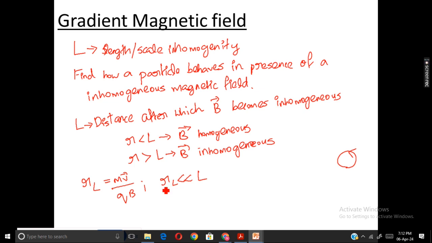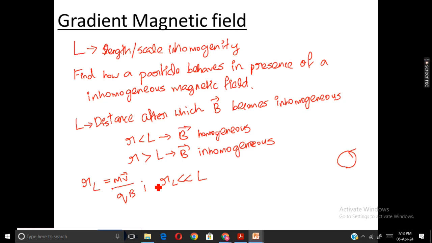So the scale over which the magnetic field becomes inhomogeneous is much larger compared to the radius of gyration of a particle. It can be an electron or whatever the particle. So basically, to put things simply, we are putting forward these assumptions. So we are considering that the radius of gyration of the particle is very much less.